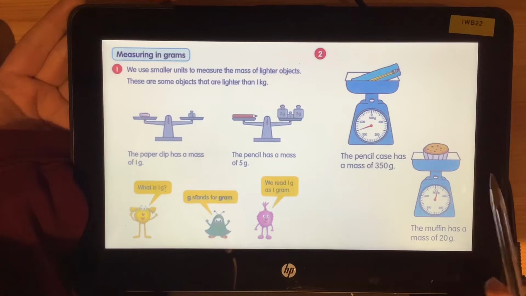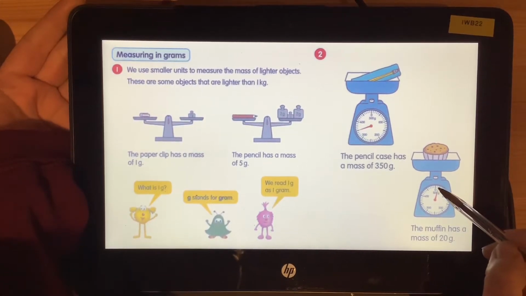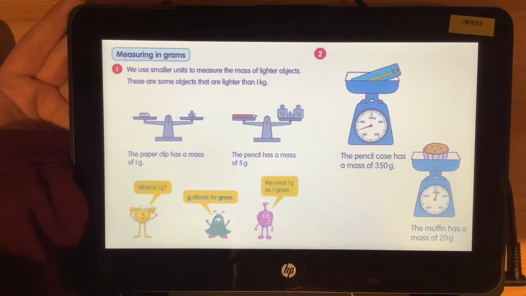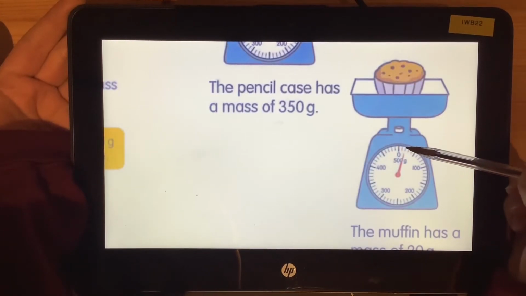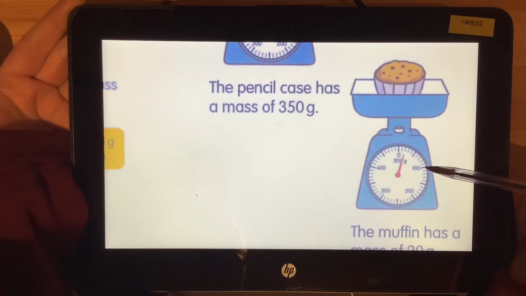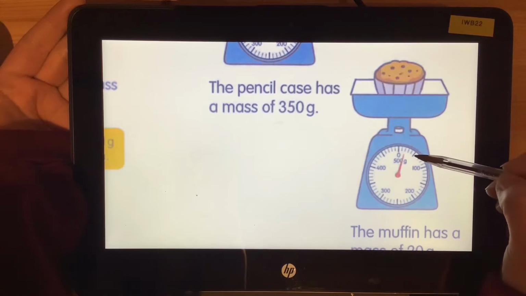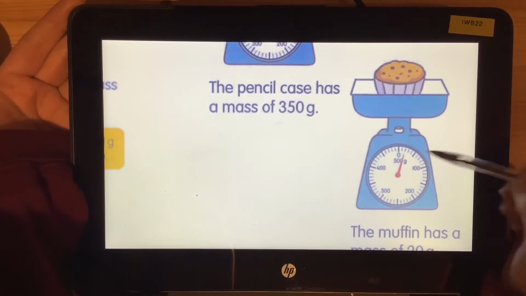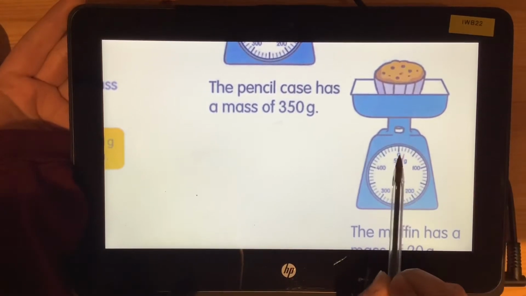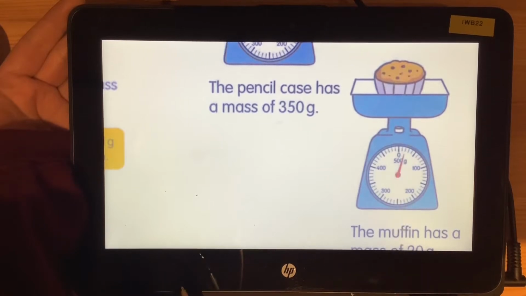If I look at the muffin, now my muffin is much lighter. For this one, I needed to look really carefully. I know that from this point here to this point here is 100 grams. Now obviously I haven't gone past that point. I know that my muffin weighs less than 100 grams. Now this point here is halfway between 0 and 100. And I know that halfway between 0 and 100 is 50. So I know from here to here is 50.